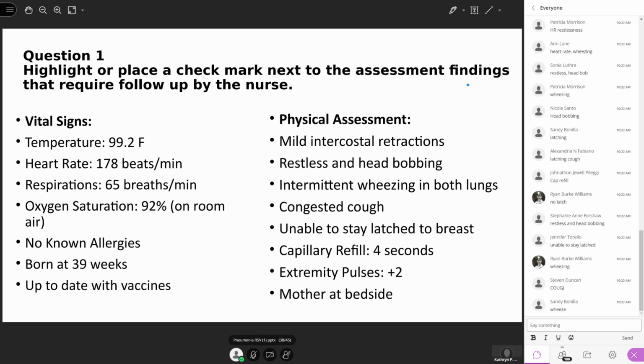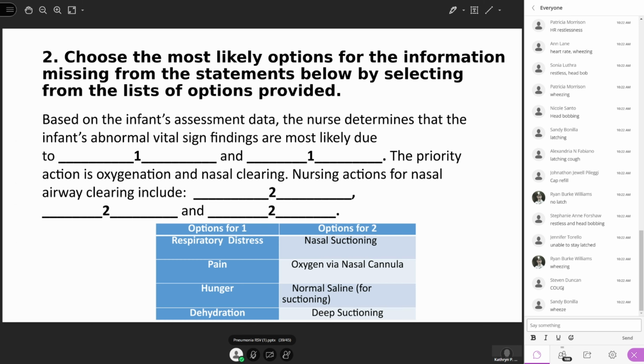Congested cough, they're saying that it doesn't require follow-up. I'd like to see the secretions. Unable to stay latched at the breast, yes. Cap refill concerning, normals 2 to 3 seconds. This is 4. Okay, excellent. You are ready.